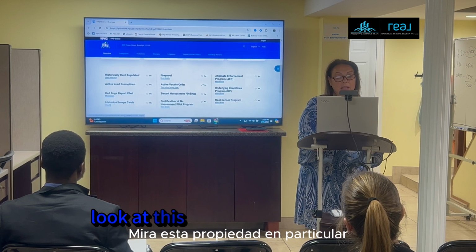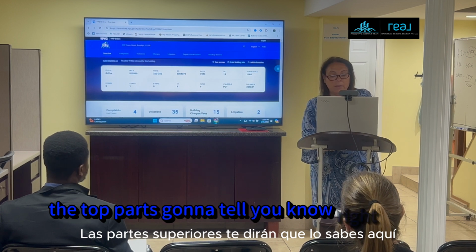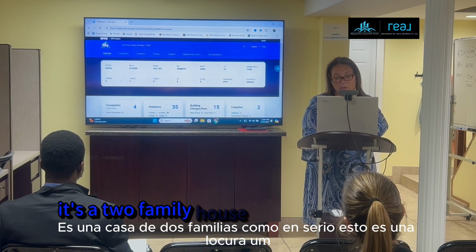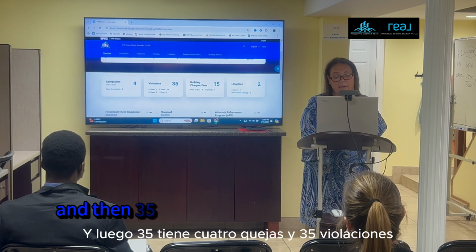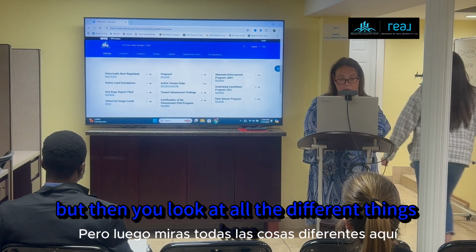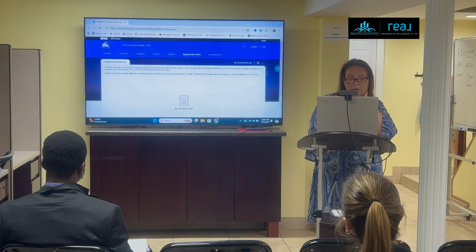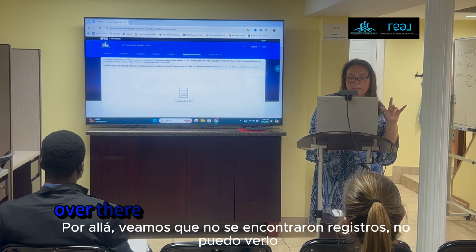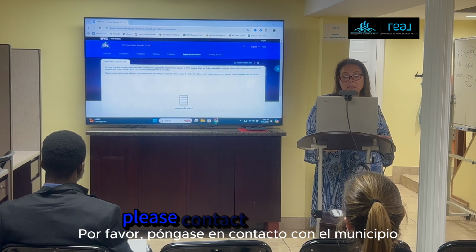Look at this particular property. When you open up the site, the top part is going to give us all the information about the property. Look, it's a 2-family house. Like, seriously, this is nuts. It's got 4 complaints and 35 violations, and then you look at all the different things here, and it's got a vacate order. No order to repair or vacate orders have been issued by HPD since January. However, no records found. I can't see it. Please contact the borough.